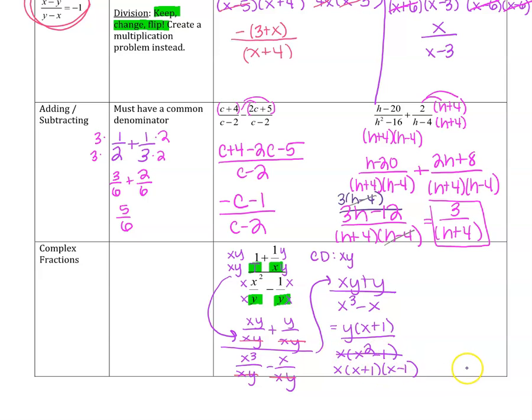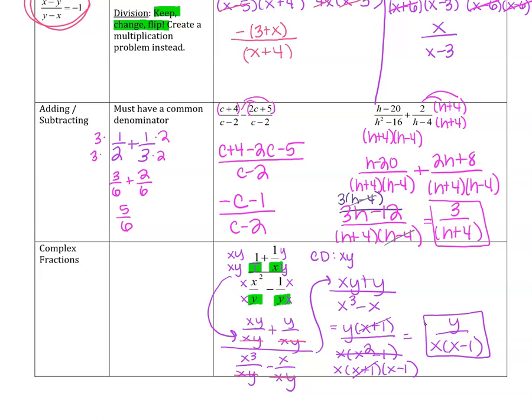Okay, now in factoring that, I notice that I can cancel an x plus 1 and an x plus 1, and that leaves me with y over x times x minus 1. So that method is getting common denominators among all the fractions and canceling them out, and then solving the numerator and denominator.